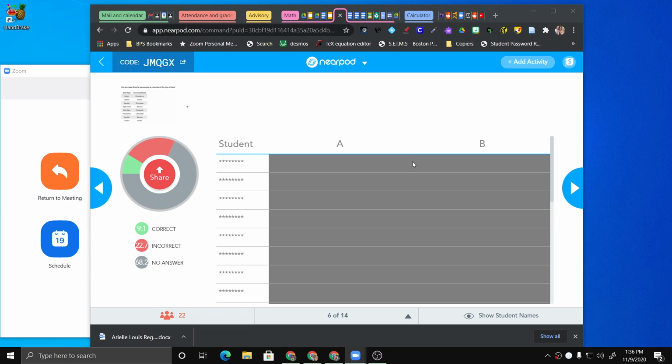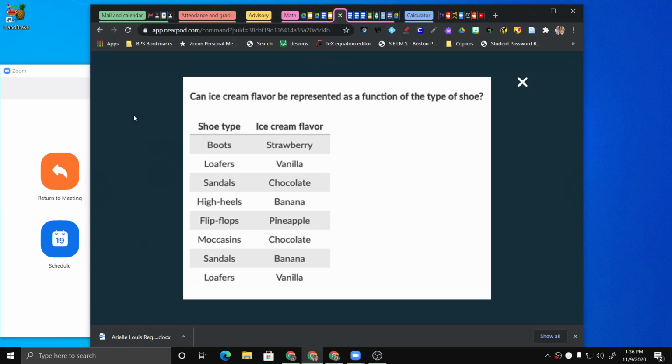And I hear some people shouting answers on this. Wouldn't that be a no? And I see a lot of yeses and nos, and I can't tell which one is which. I don't know if A is yes or B is no. But looking at it, I'm going to share so you can all see now.